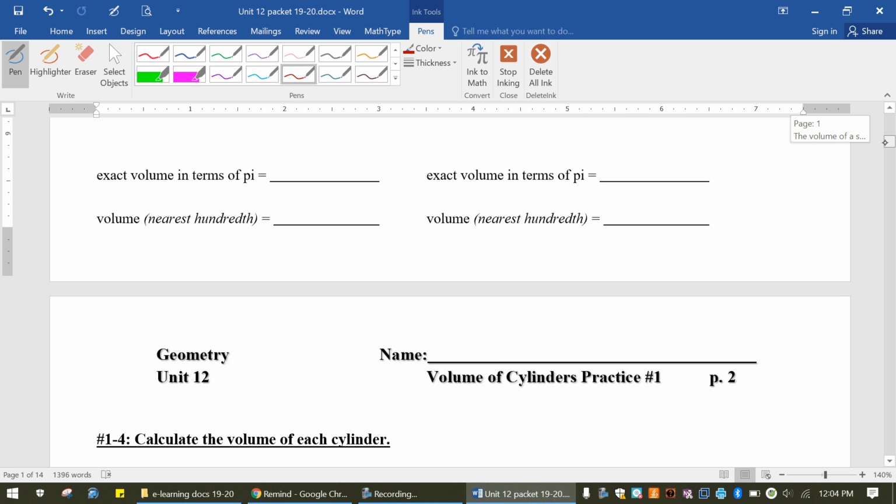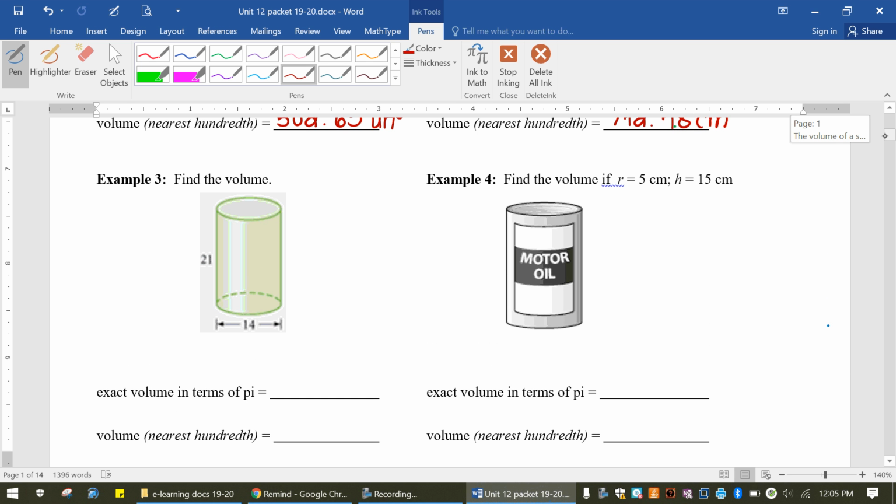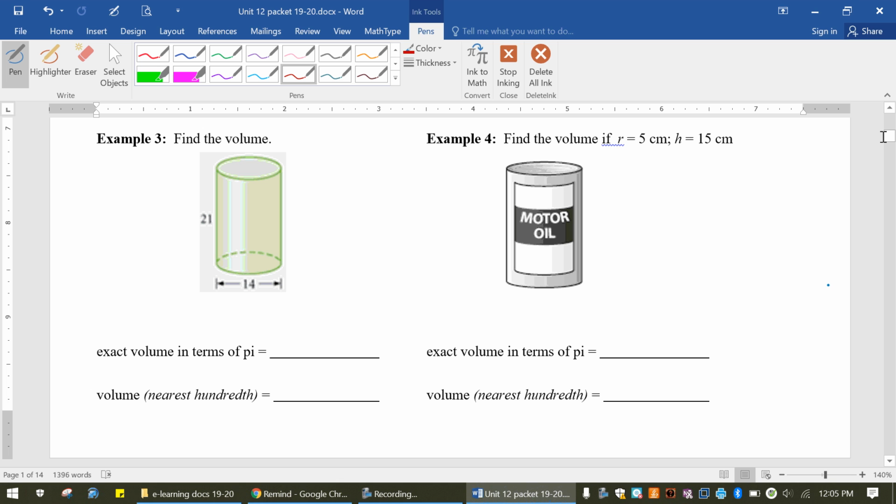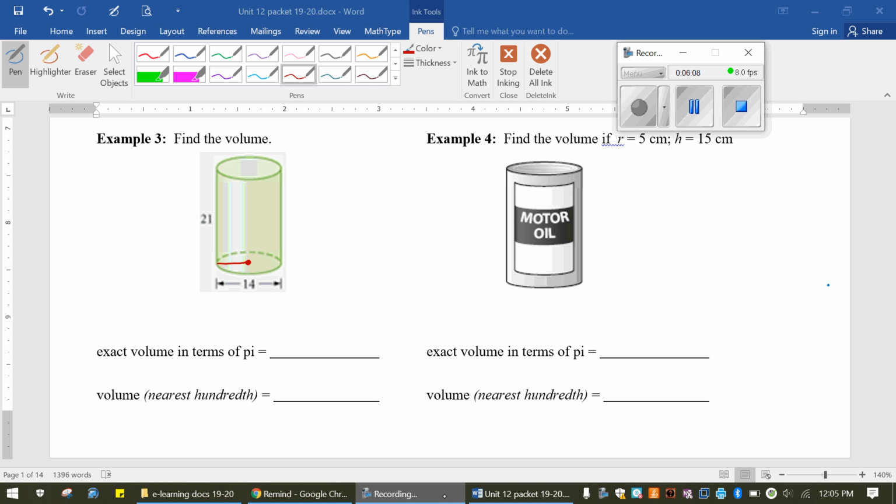Okay, coming down to number 3. Number 3 looks very similar to number 2, only this one has the bases on the top and the bottom. But I also gave you a diameter. I gave you all the way across instead of the radius, which is what you need. So what I want you to do right now is pause the video and try to do number 3 on your own. And when you are done with it, unpause the video so that you can see if your answer matches mine.